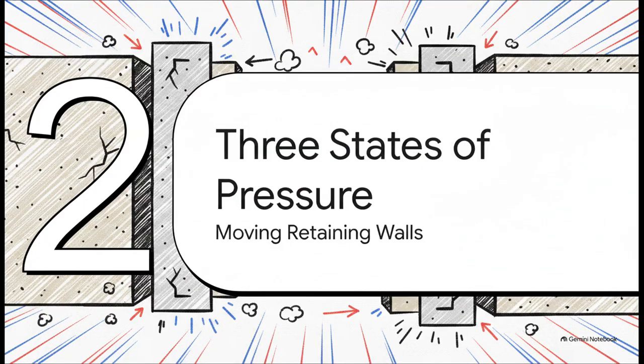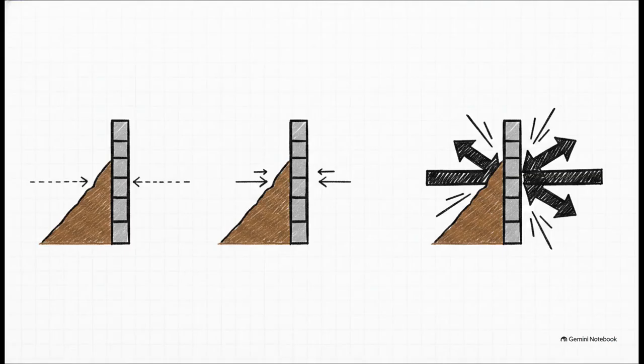Moving right along to Section 2, three states of pressure. Once a retaining structure actually begins to shift, that at-rest restraint totally vanishes. And there are three primary states of lateral pressure you need to keep in mind here. If the retaining wall yields and moves away from the soil, the soil expands slightly and the pressure drops to what we call the active state. On the flip side, if an external force actually pushes the wall into the backfill, compressing the soil, that pressure skyrockets to the passive state. So the crucial takeaway is that the at-rest pressure sits squarely in the middle between the extreme high of the passive state and the low of the active state.